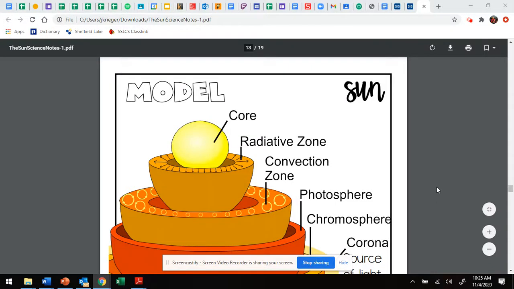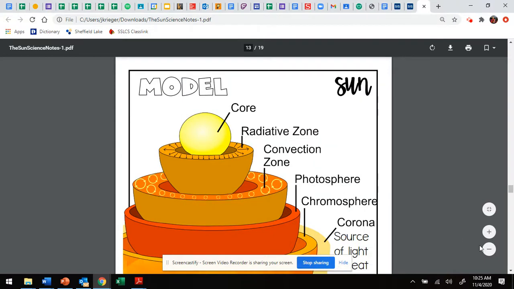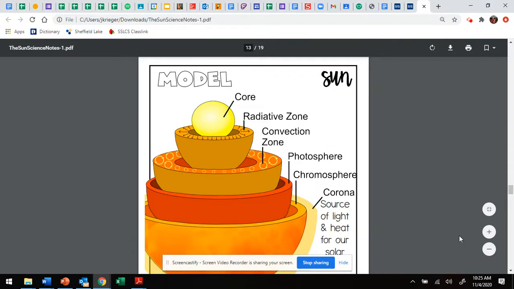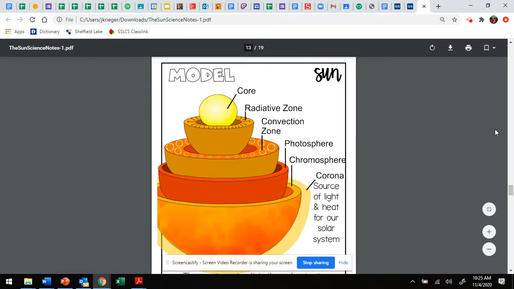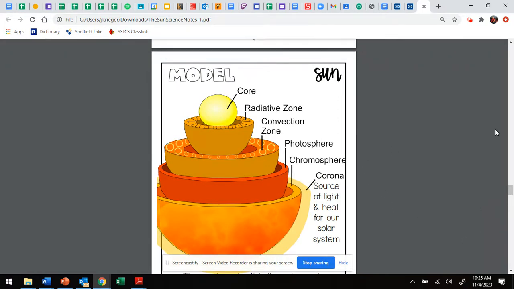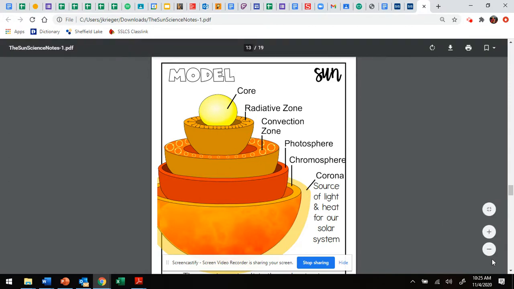Hi, guys. So, as we are learning about the sun, there are some big vocabulary words involved with the layers of the sun. I think it's beneficial to practice how to pronounce these layers and take a look at this model in front of you. We can't actually go to the sun and explore what it looks like, way too hot. So, this is a model.